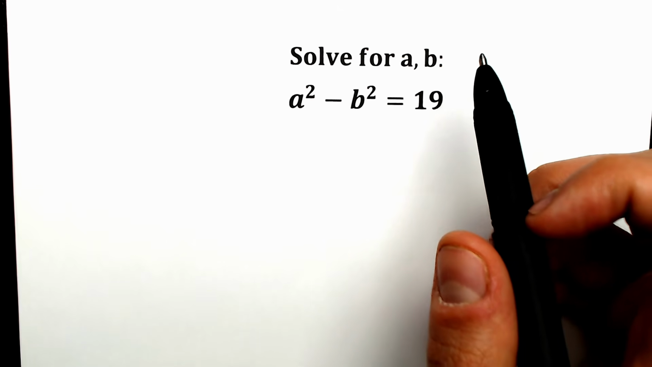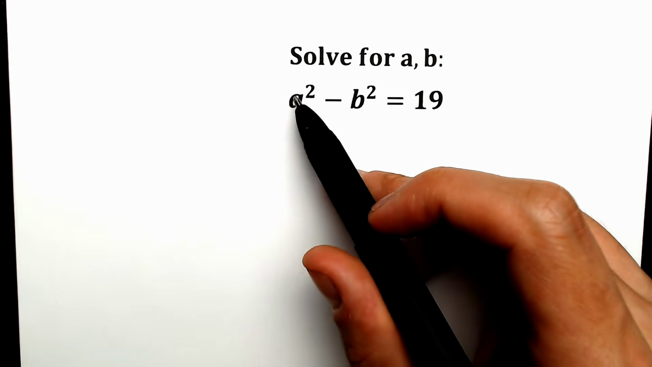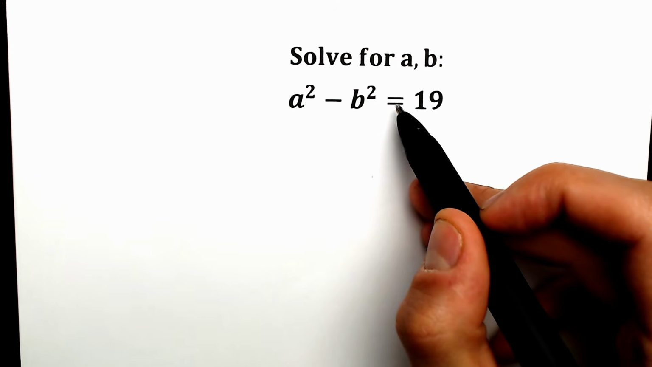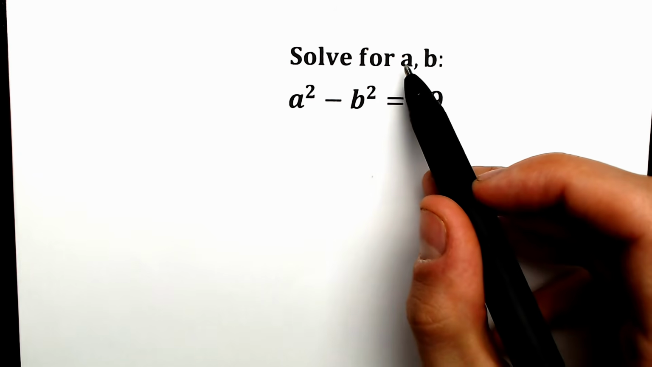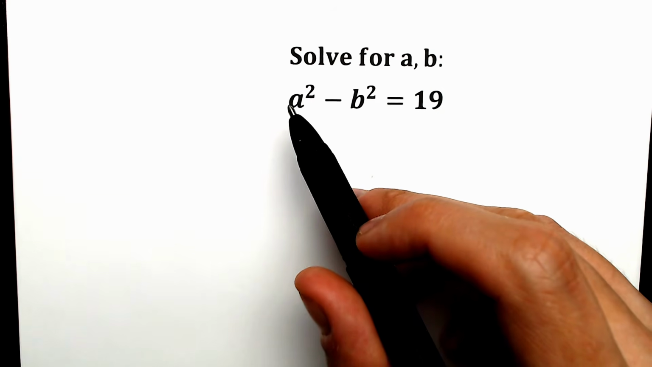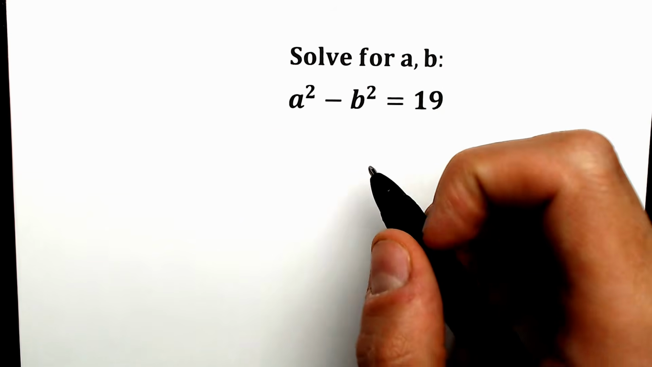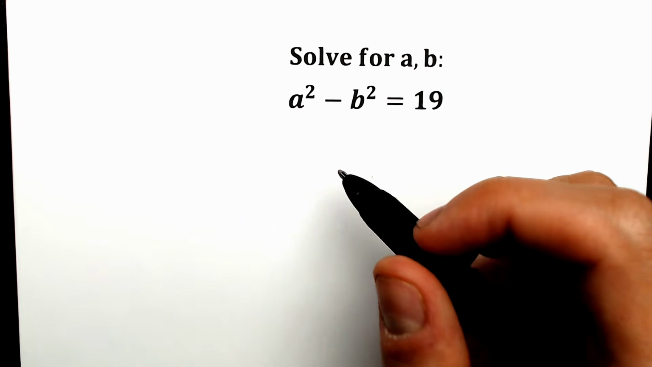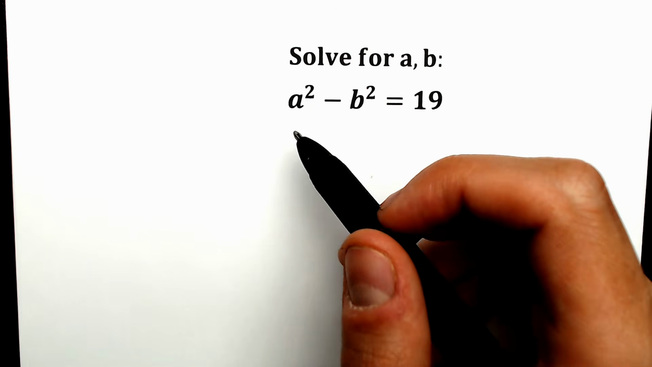Today we have a great, quick and relaxing algebra question. a squared minus b squared equals 19, and we need to solve this question for a and b. So if you have your solution, your answers, you can also write it in the comments below, and then we will check our answers, our solution in a few minutes.